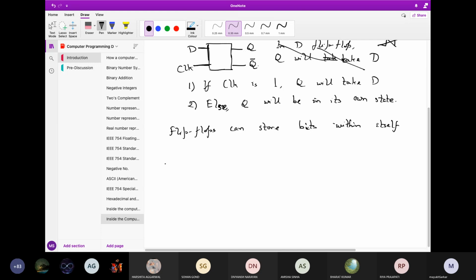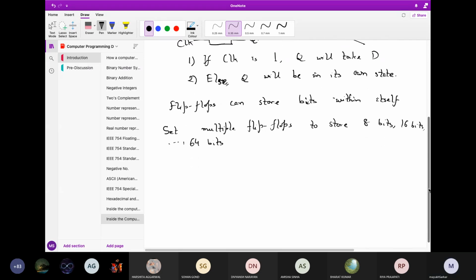Now, just like you have seen, we can put one adder to create 4-bit adders and so on. Set multiple flip-flops to store, say, a byte, say 8 bits, 16 bits, whatever, even 64 bits. It depends on how many flip-flops you are going to put, right? So maybe you put a D flip-flop here.